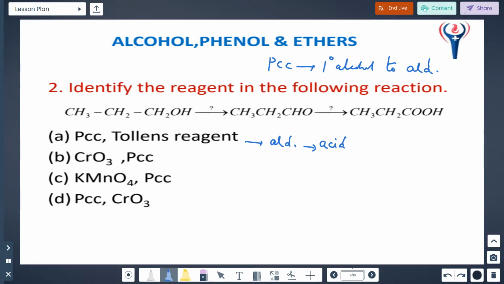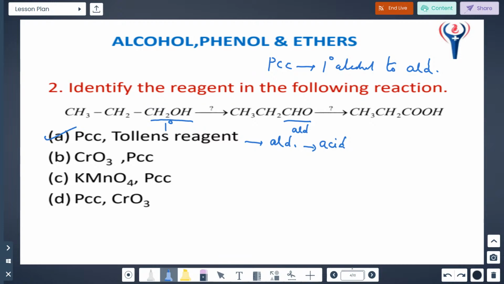Here, CH2OH is a primary alcohol, 1 degree. It becomes an aldehyde. So primary alcohol into aldehyde. Which reagent is useful? Only PCC. So option A is the correct one.